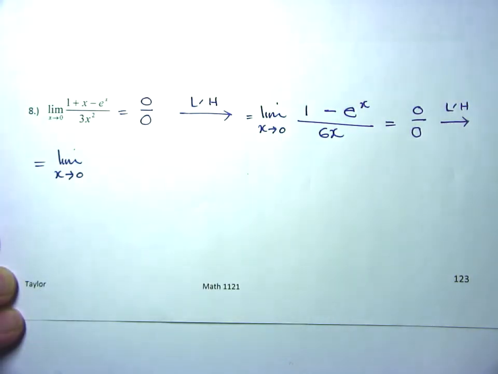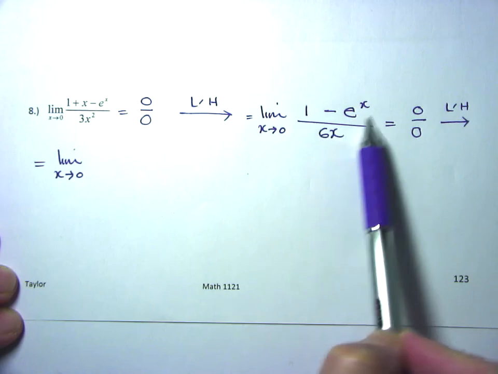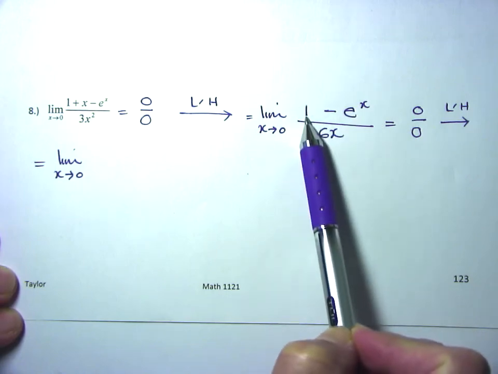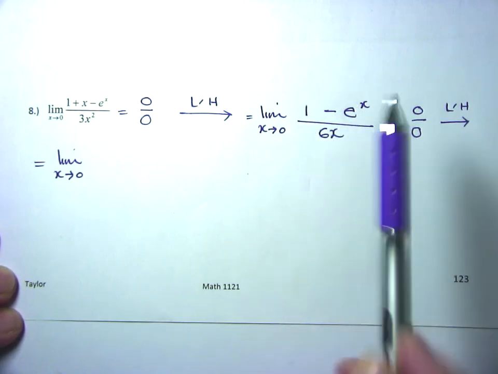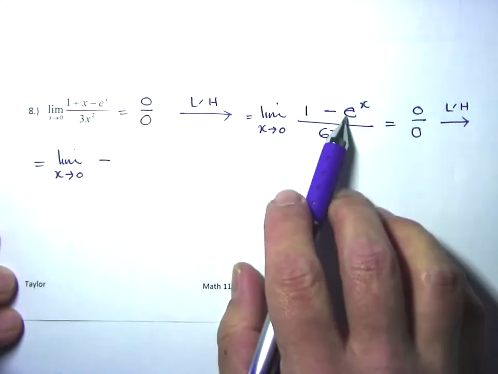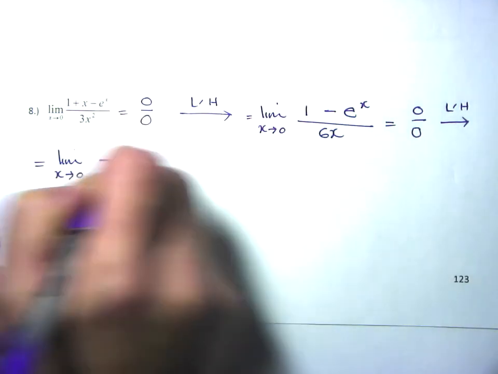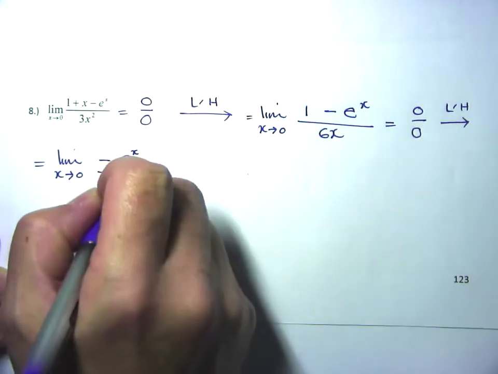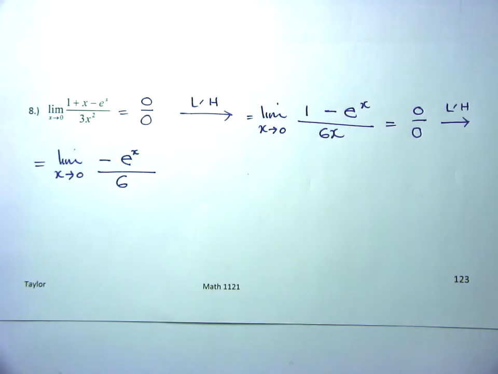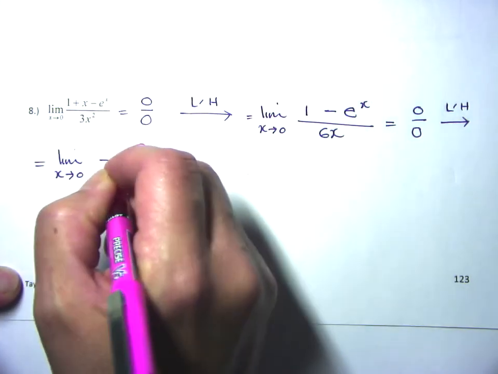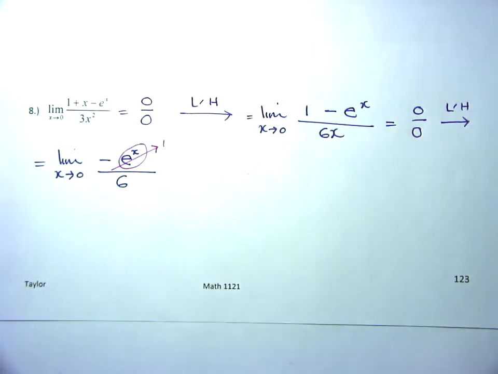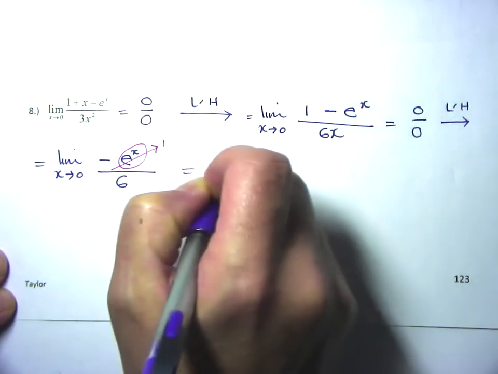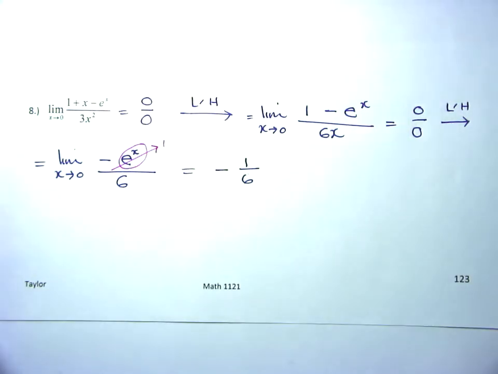All right, so I have the limit as x approaches 0. Let's take the derivative of the numerator. Derivative of 1 is equal to 0. Negative is a coefficient, put them down, and the derivative of e to the x is e to the x. In the denominator, the derivative of 6x is equal to 6. All right, and one more time, go ahead and plug in 0 for x. E raised to the power 0 is equal to 1. And so we can see that this limit is equal to negative 1 over 6.